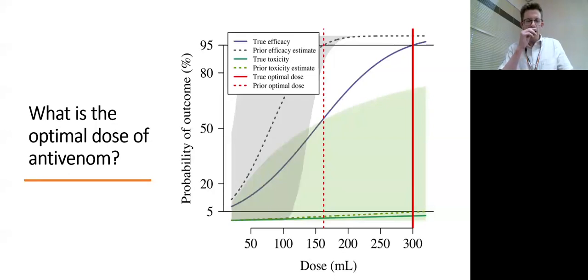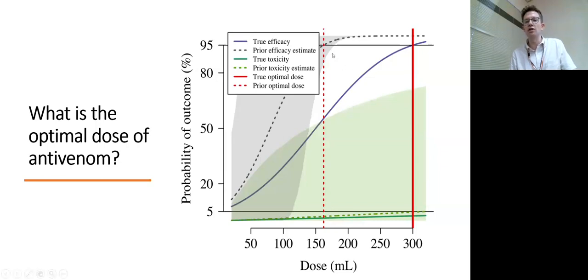So what is the optimal dose of antivenom? What's the optimal initial dose of antivenom? Now, most drugs have an S-shaped efficacy curve. So you have a period where you're increasing your dose, but there's a very limited effect. You then enter this sort of exponential rise where just a small increase in the dose of antivenom results in a much greater number of people having the desired outcome.